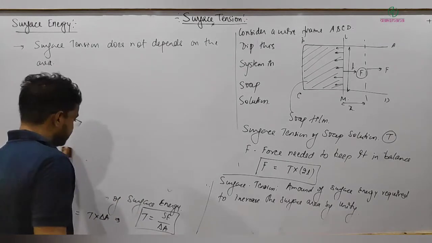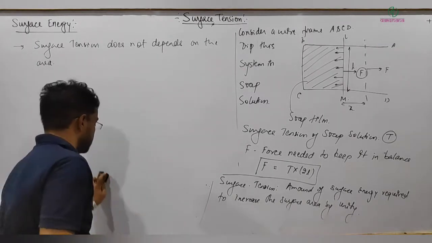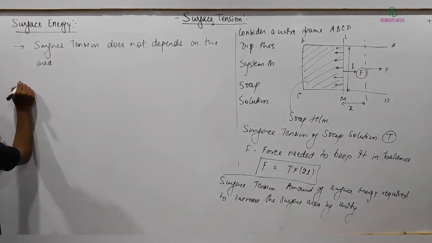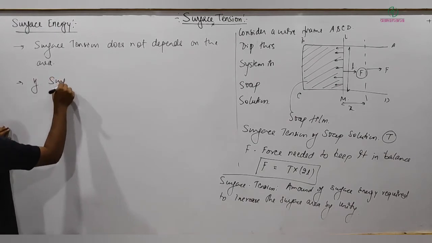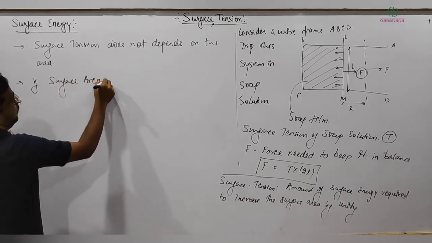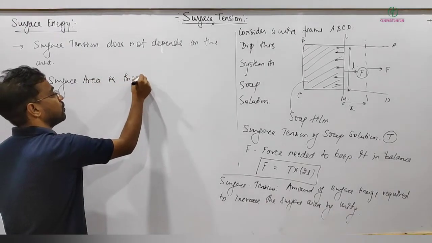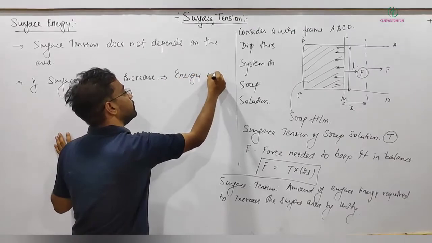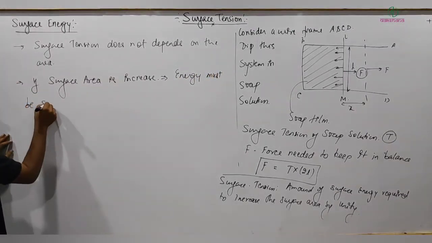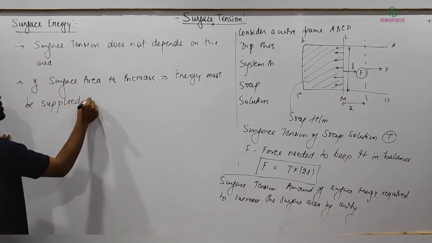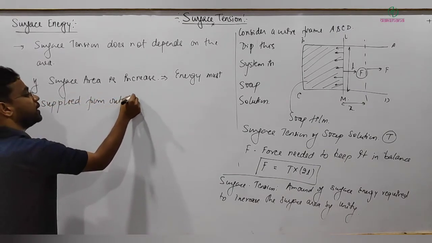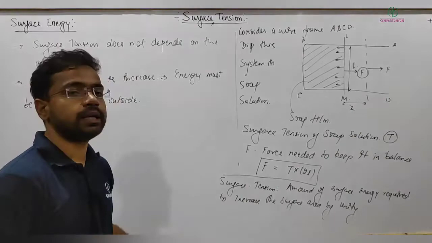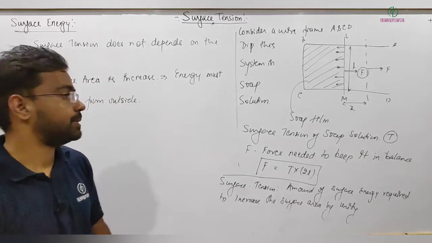When surface area is getting changed, there will be a change in surface energy. So if surface area is increased, energy must be supplied from outside. If it is not supplied, then it will result in a reduction in temperature.